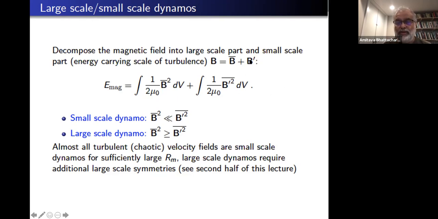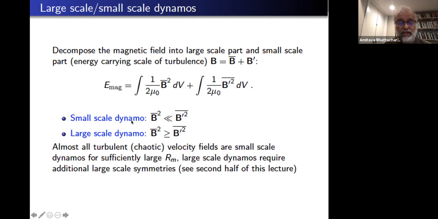So B prime there is fluctuating, and if you're taking the average over a volume, you could define the average such that when you define it over a scale intermediate between the large scale and the small scale, the cross term will drop out, simply because the square terms persist because they're positive definite and the cross terms drop out. Now, this is an important distinction.